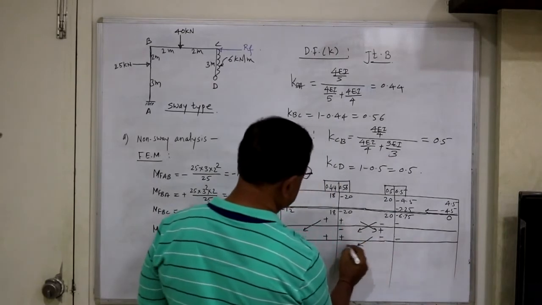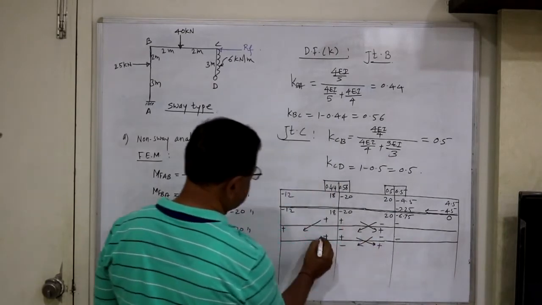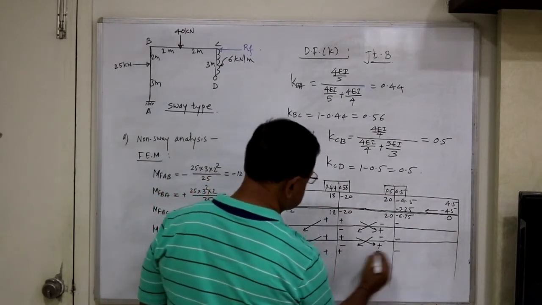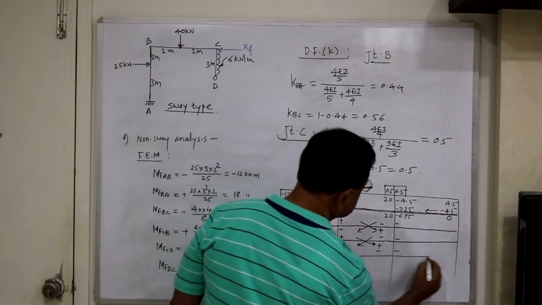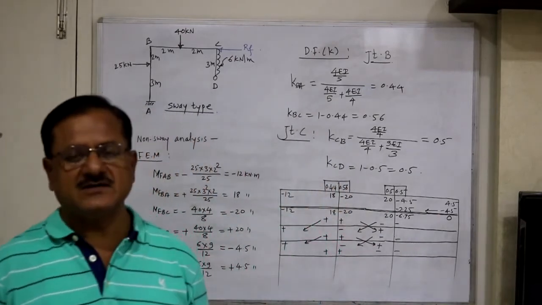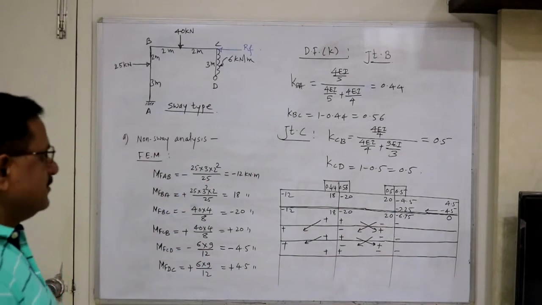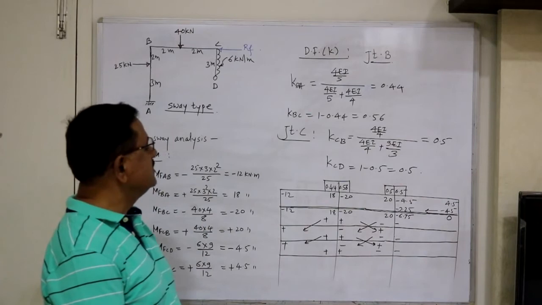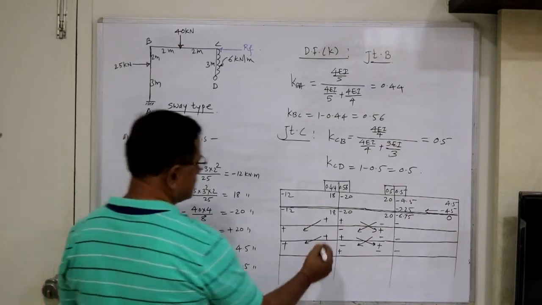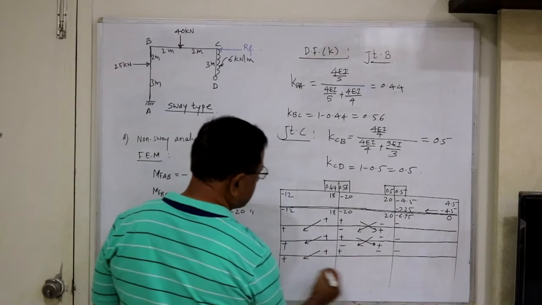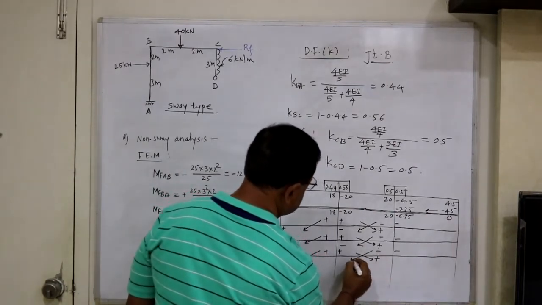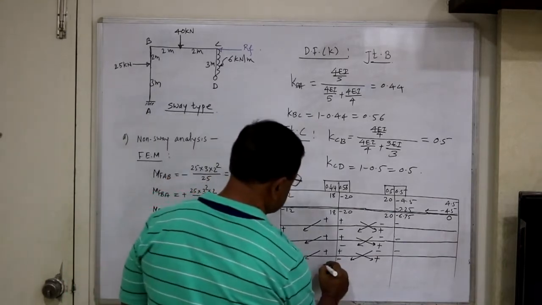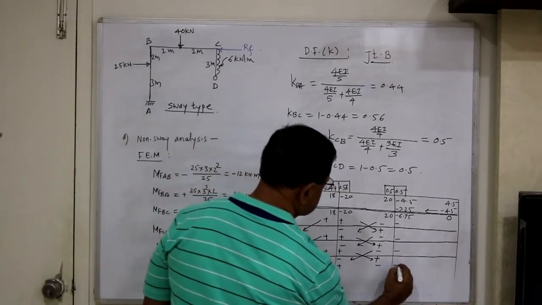Again carry over this moment by half value with same sign. Then this is to be balanced, and then see how many steps are required in order to balance the joint or to vanish the unbalanced moment. So again this is to be carried over to the next support by half value, and remember whenever you want to stop, you balance and stop. This is plus plus, minus minus.